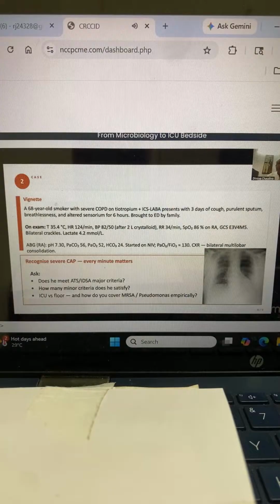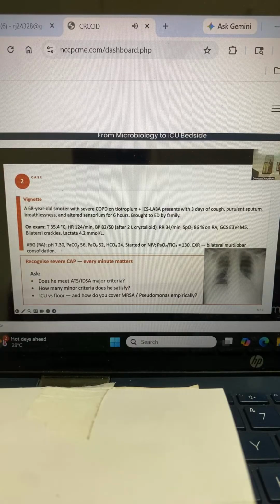Second case is a 68-year-old smoker, has a serious COPD, is on triple therapy, has a 3-day history of increased sputum and breathlessness, and along with it altered sensorium for 6 hours, brought to the ED by the family. Patient is febrile, has marked tachycardia, has hypotension even after giving crystalloid, is hypoxemic, and also has a little drowsiness. When you auscultate, patient has bilateral crackles and lactate is more than 4.